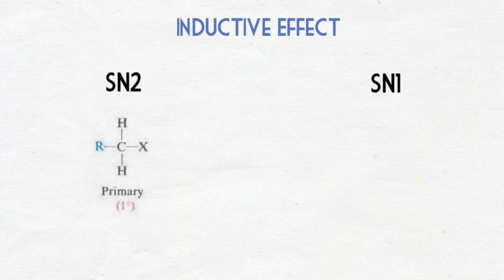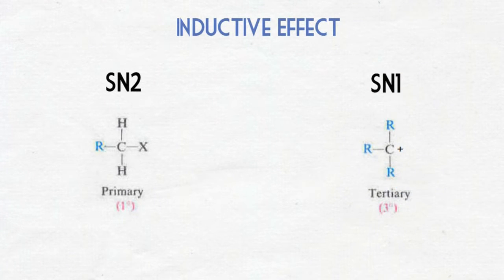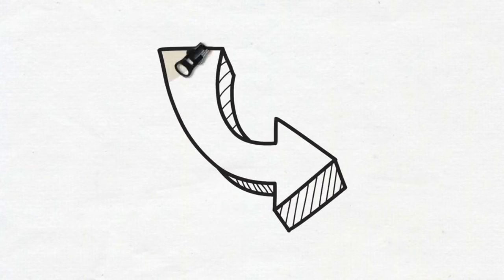On the other hand, in SN1, the stronger inductive effect by the bulkier groups on the carbocation stabilizes the carbocation to a greater extent by dispersing the positive charge more. Hence, the rate of reaction for SN1 increases with bulkier groups attached to the carbon.